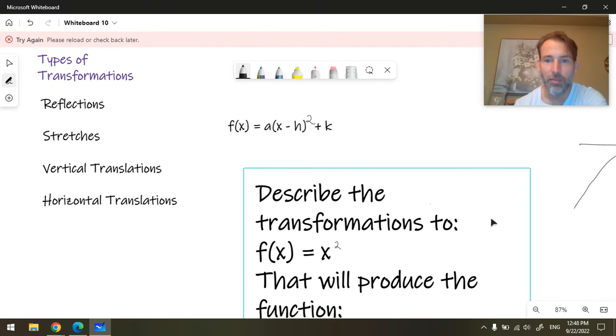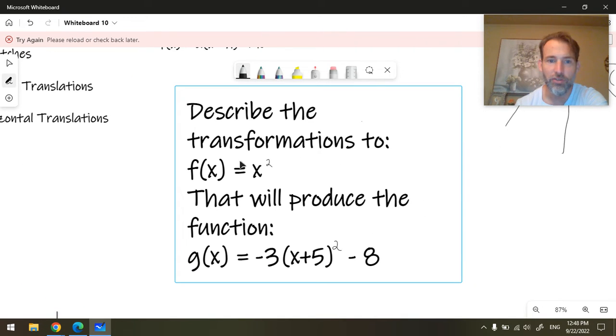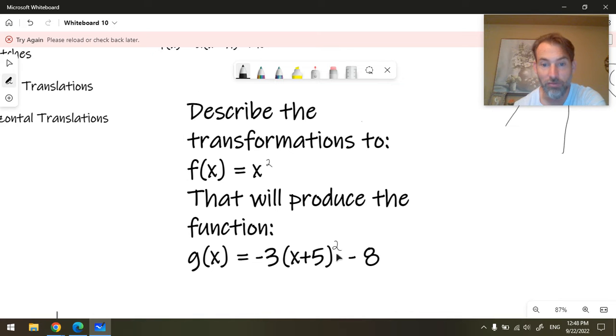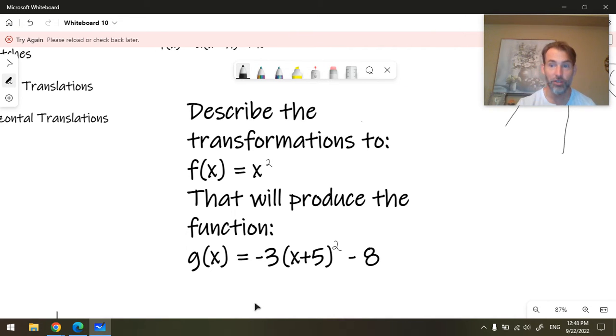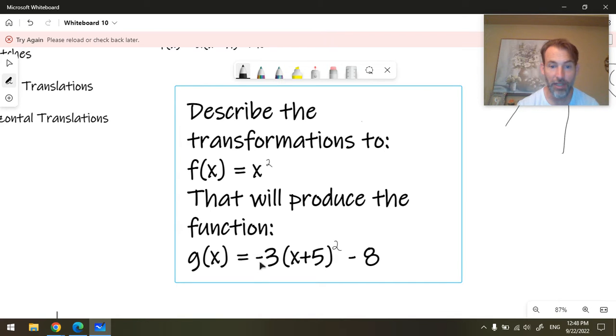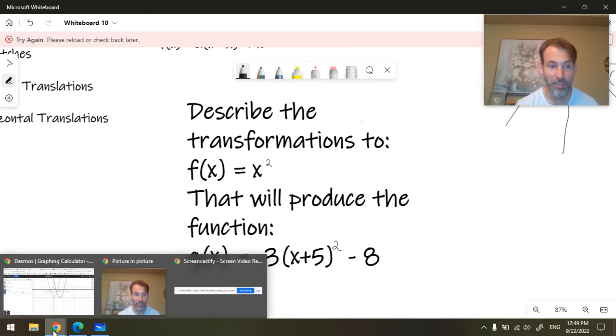So one type of question you might have is describing the transformations to some function of x that equals x squared that will produce the function g of x equals negative 3 (x plus 5) squared minus 8. So what I would do, and we always start with our a values first. We start with our reflections and our stretches. So I would say this has been reflected in the x-axis and stretched by factor 3. And then it was translated 5 units in the negative direction, 5 units to the left, and then translated 8 units downwards. So let's graph it and see what that looks like.